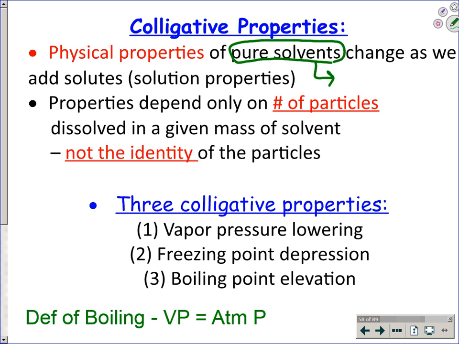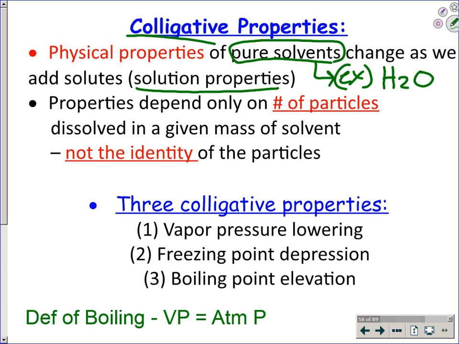So for water, what are some of the physical properties we know of water? What's the freezing point of water? 0 degrees Celsius. What's the boiling point of water? 100 degrees Celsius. But the moment we take water and we add a solute to it, what do we have now? Okay, so we have a solution, technically, right? So that solution has different properties than the pure solvent originally had. So upon adding solutes, we now call these solution properties colligative properties. It's just the name for it.